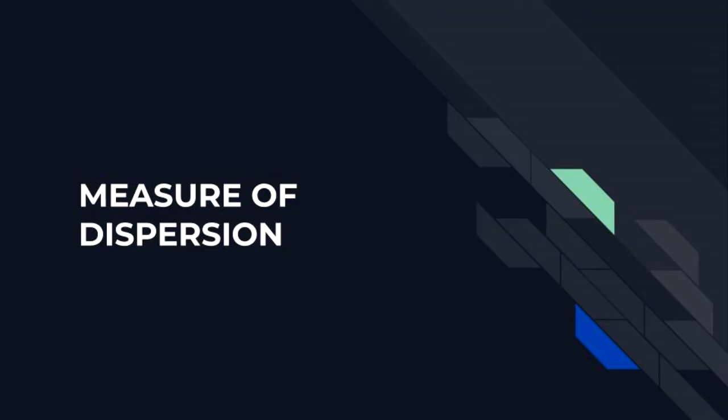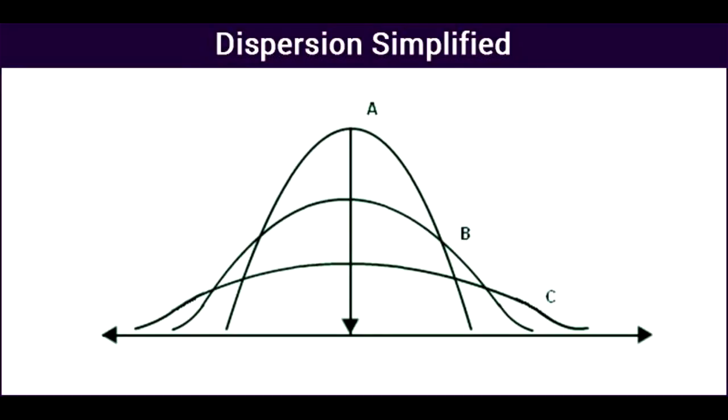And now we'll be learning about the measures of dispersion. In statistics, dispersion, also called variability, scatter, or spread, is the extent to which a distribution is stretched or squeezed. Common examples of measures of statistical dispersion are the range, standard deviation, and variance.